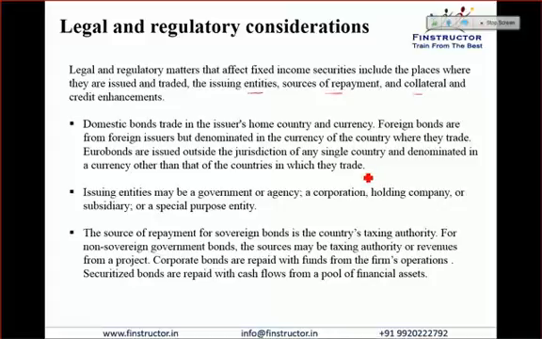So euro dollar bonds would be issued outside the US, so they may be trading in Japan, or they may be trading in Europe or in Britain. However, they are denominated in dollars. So they are denominated in a currency other than that of the country in which they trade. They are making payments in dollars, but they are trading in Britain.